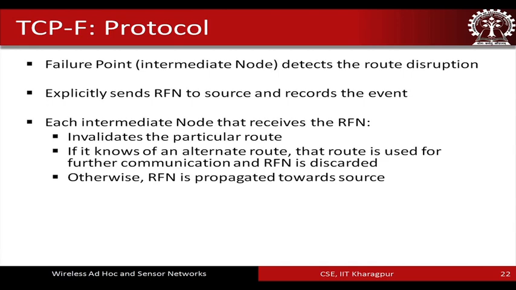and records the event. Each intermediate node that receives the RFN, the route failure notification, invalidates the particular route. If it knows of an alternate route, that route is used for further communication and the RFN is discarded, or otherwise the route failure notification is propagated towards the source.